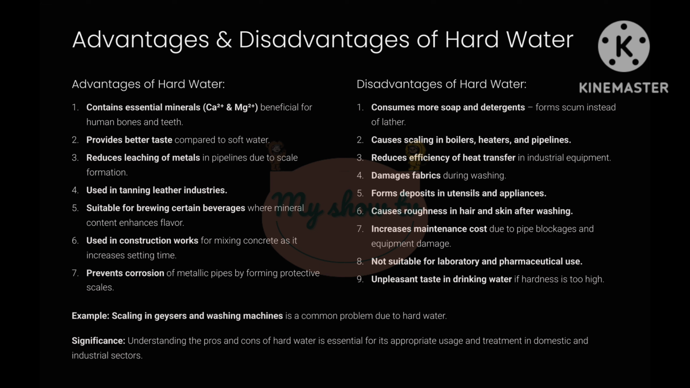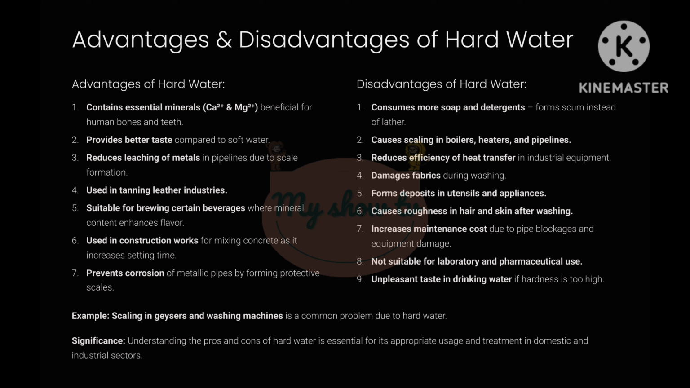5. Helps in brewing beverages like beer, where mineral content enhances flavor. 6. Used in construction, slows down setting time of cement, improving strength. 7. Prevents leaching of metals from old pipes. Disadvantages. 1. Consumes more soap and detergents because it forms scum. 2. Causes scaling in boilers, heaters, and pipelines, reducing efficiency. 3. Decreases heat transfer efficiency in industries due to scale formation.